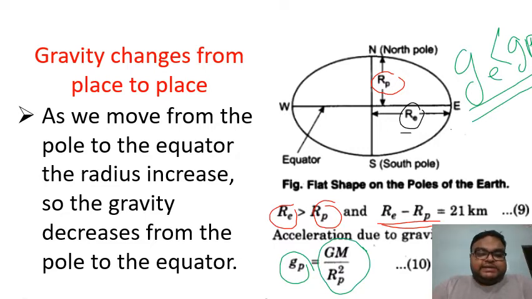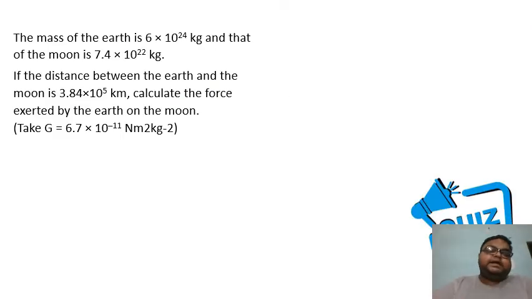Now can you understand this? Is there any confusion? Okay, so as we move from the poles to the equator, the radius gets on increasing. And as the radius increases, the gravity will start to decrease from the pole to the equator. Okay, students? Right.